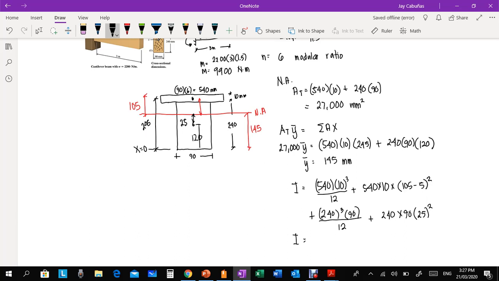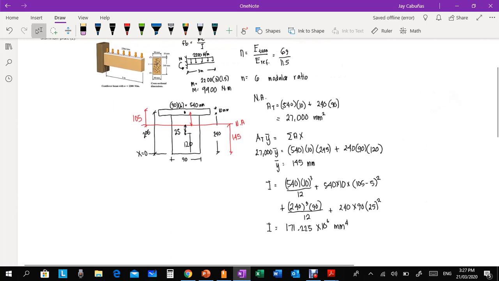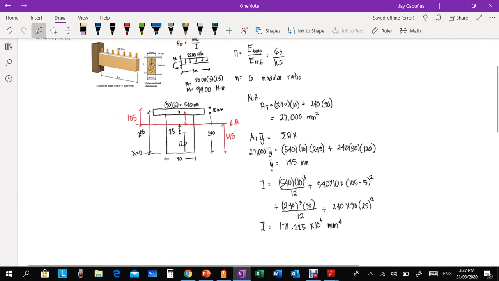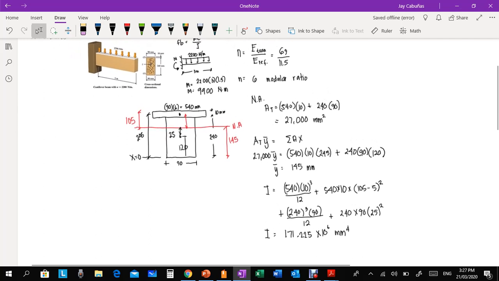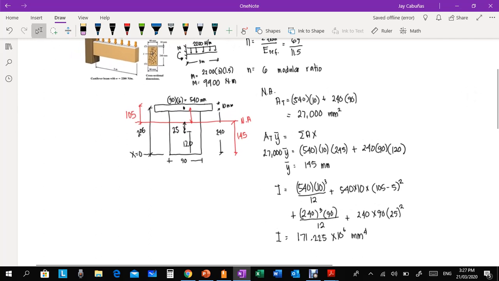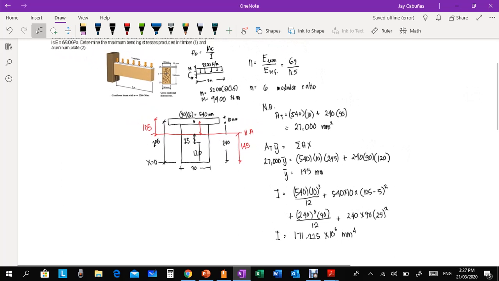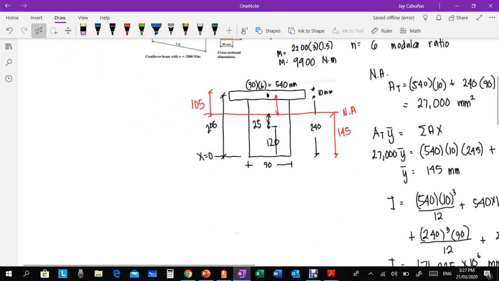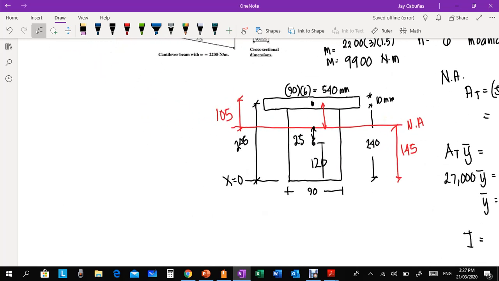Okay, so the result is 171.225 times 10 raised to the 6th. The unit is mm to the fourth. After this, once you know your I, then you can compute for the stress, or the flexural stress, for each material. Okay, where is the stress here for the wood?